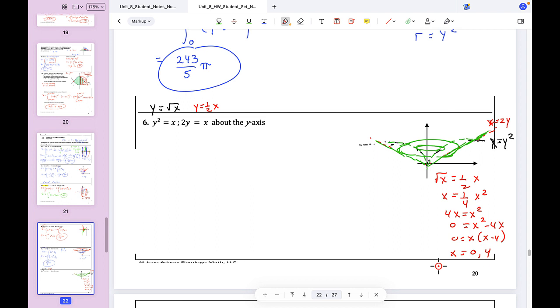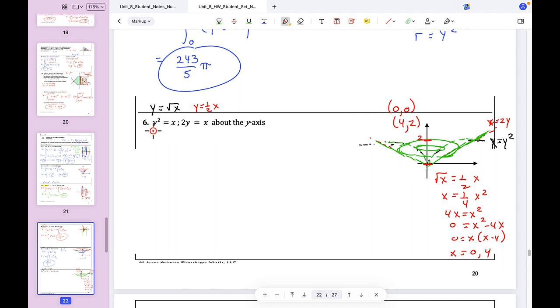But we're rotating around the y-axis. So when x is 0, y is 0, right? 0, 0. When x is 4, y is going to be the square root of 4, which will be 2. So we're going from 0 to 2.